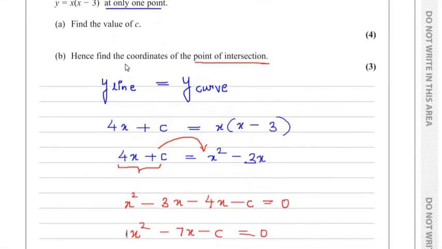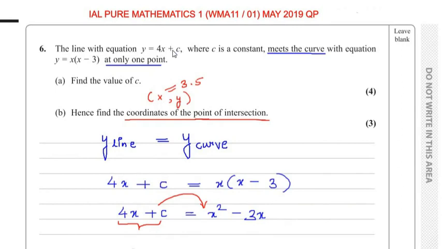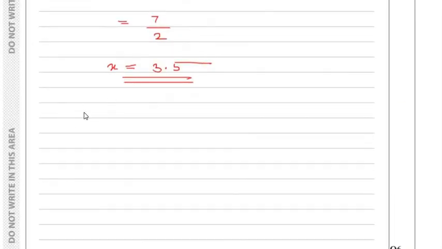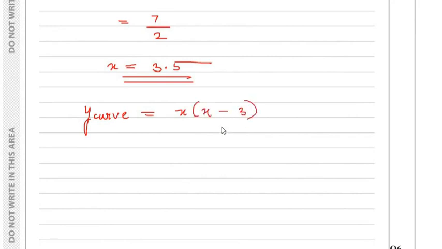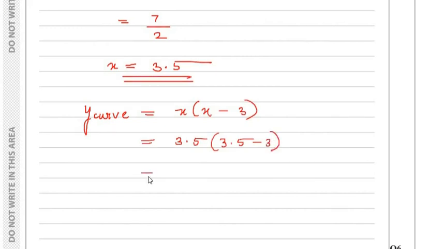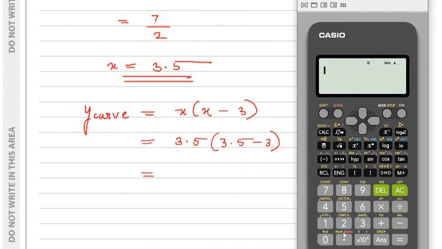But they have asked us to find the coordinates of the point of intersection. So whenever the coordinates are mentioned, we are supposed to find the x as well as a y value. Right now we got the value of x as 3.5. So either we can use the equation of line to find out the value of y, or equation of the curve to find out the value of y. So here I am going to use the equation of the curve, that is y equal to x times x minus 3. So we will use equation of the curve, that is x times x minus 3, and I'm going to substitute it over here, that is 3.5 times 3.5 minus 3. So we get it as 7 over 4. So it is 7 over 4 or 1.75.